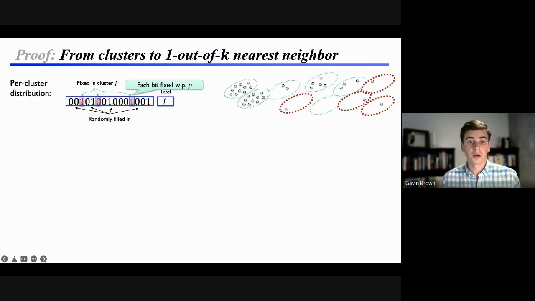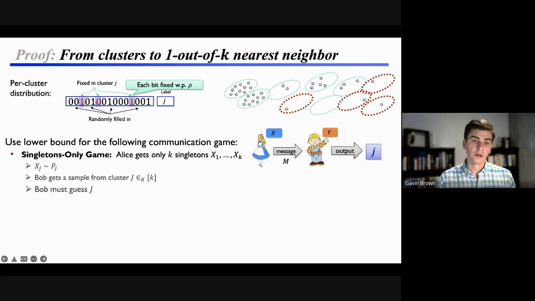Let's look at what one of these lower bounds looks like for this cluster labeling task. Recall each feature is chosen to be fixed with some small probability rho. We're going to use a lower bound for the following one-way communication game between Alice and Bob. We call it the singletons only game. Alice is going to get k singletons from the data set, where each one is drawn from its own cluster. And then Bob is going to get a sample from one of those clusters, and his job is to guess which one. Alice gets to send Bob a message, which you should think of as corresponding to the model in the real learning problem.